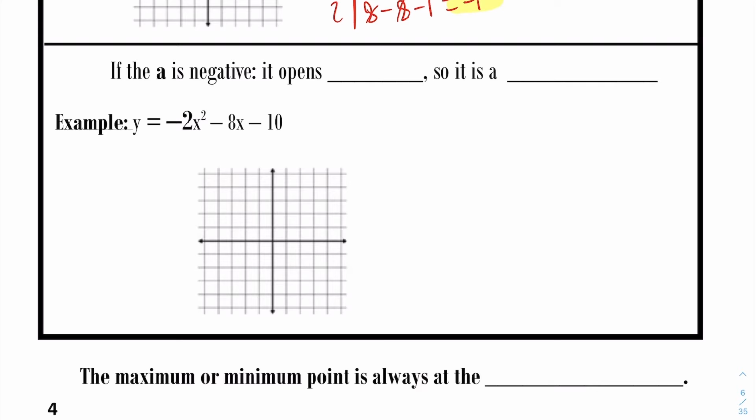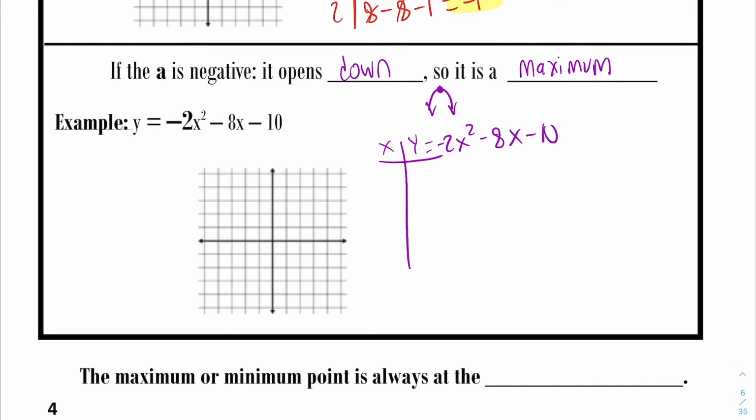If a is negative, it opens down, and it's called a maximum. If it's opening downwards, it's going to be this shape, and the maximum is going to be at the top. We have negative 2x squared minus 8x minus 10. Let's make a table for that one, with negative 2, negative 1, 0, 1, 2.